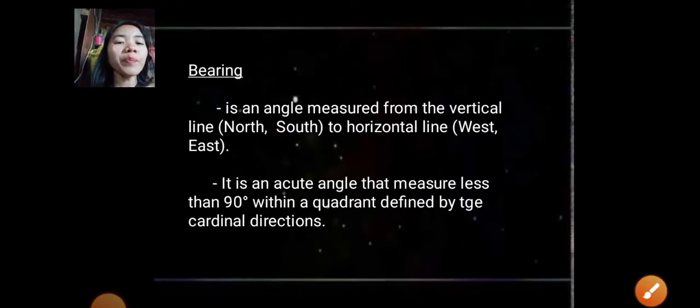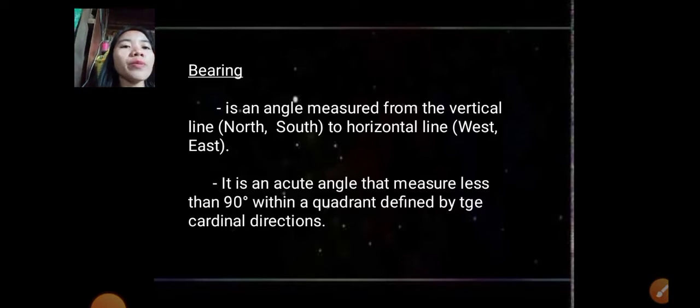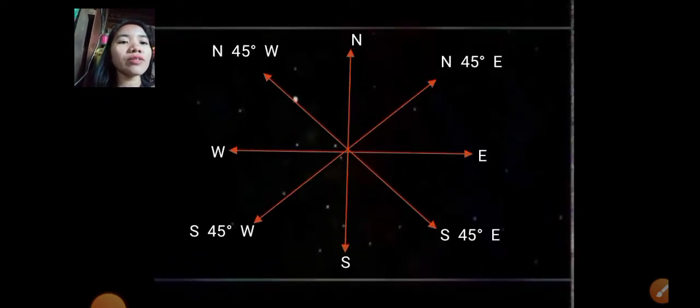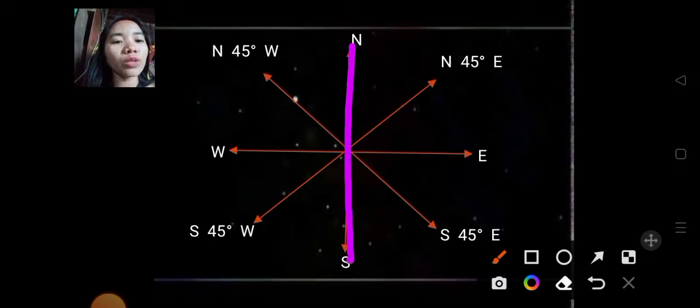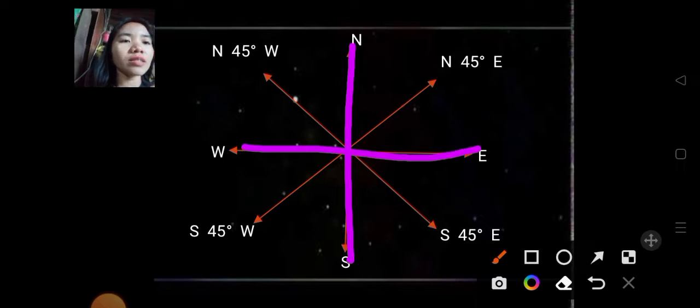Bearing is an angle measured from the vertical line, north-south, to the horizontal line, west-east. It is an acute angle that measures less than 90 degrees within a quadrant defined by the cardinal directions. This is the figure of the bearing. So, this is the vertical line, which is north to south, and the horizontal line, west-east.